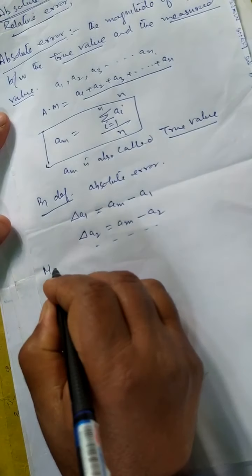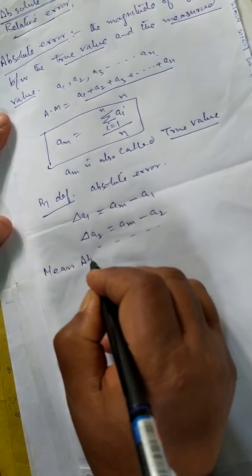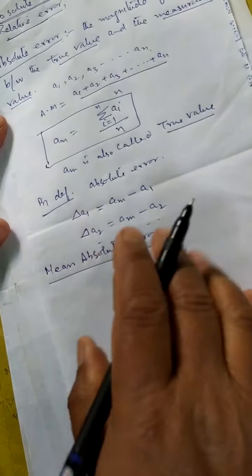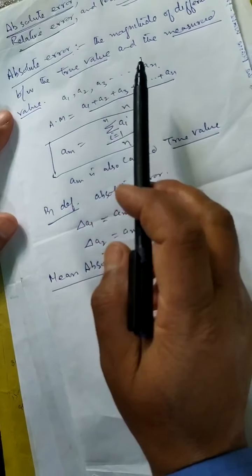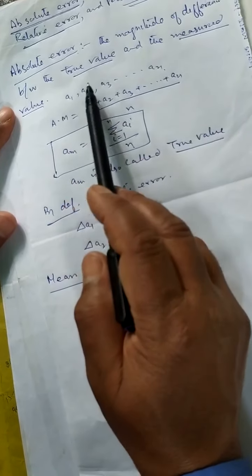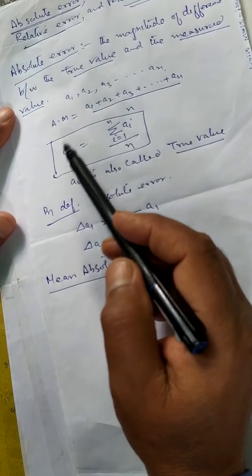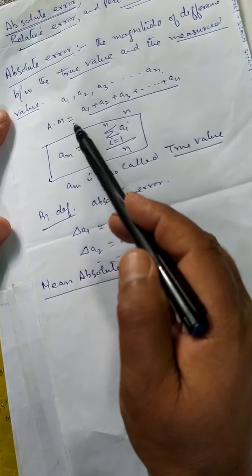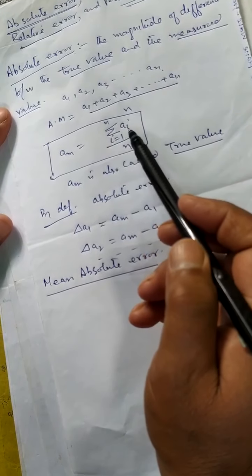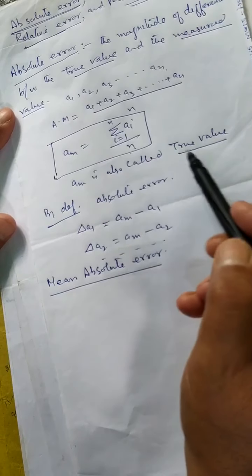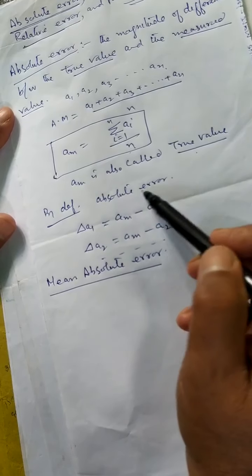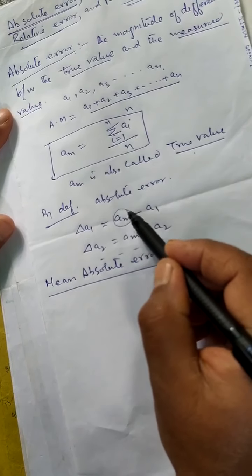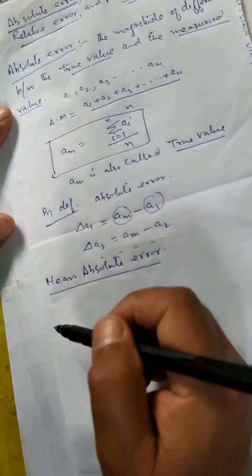इसके बाद हम डिस्कस करेंगे मीन एब्सोल्यूट एरर। एब्सोल्यूट एरर क्या हो गया? The magnitude of the difference between true value and the measured value. Measured values हम लेंगे A1, A2, A3, so on An. इनका हम arithmetic mean निकालेंगे, summation i is equal to 1 to n Ai divided by n. AM is also called the true value. By definition, absolute error is the difference between true value and measured value.